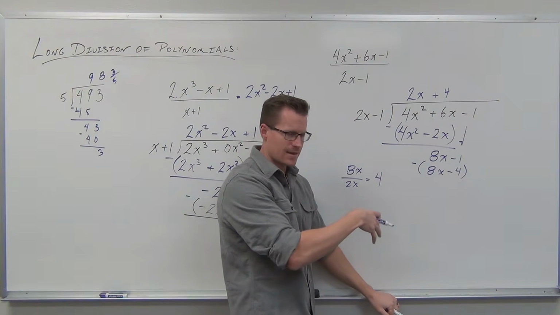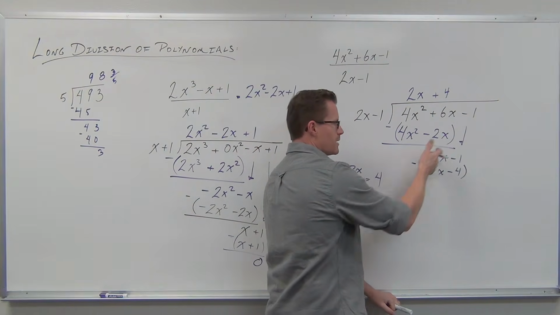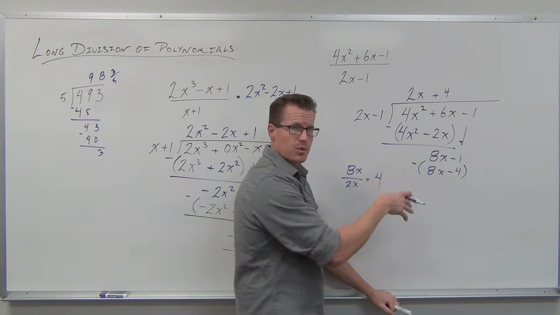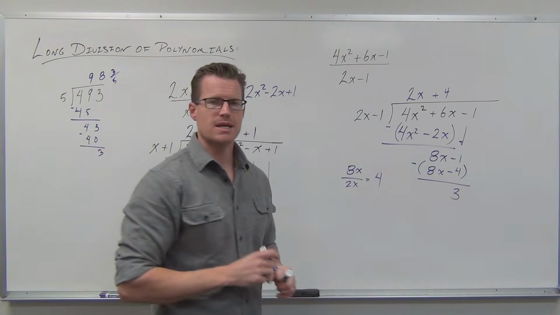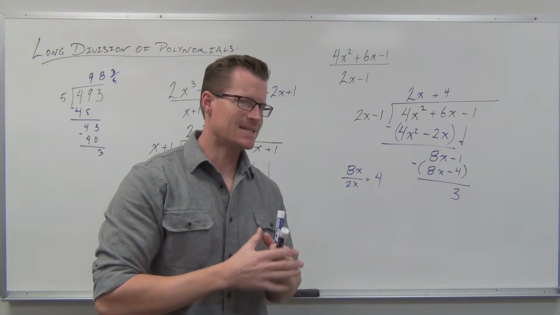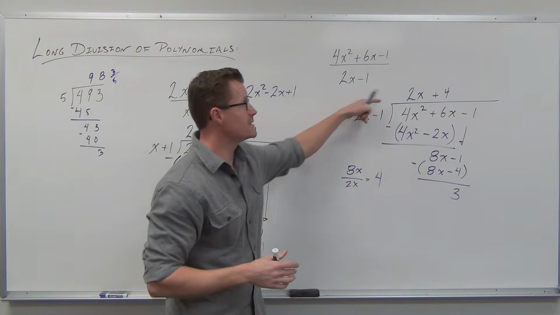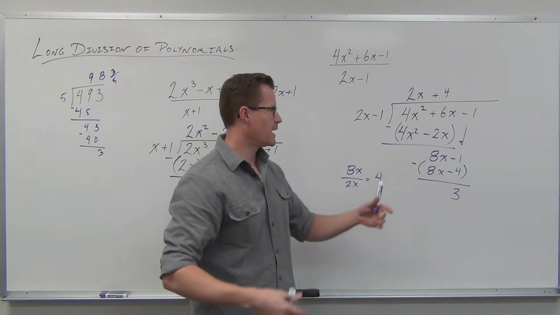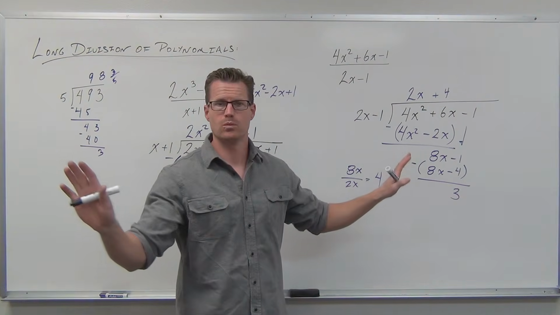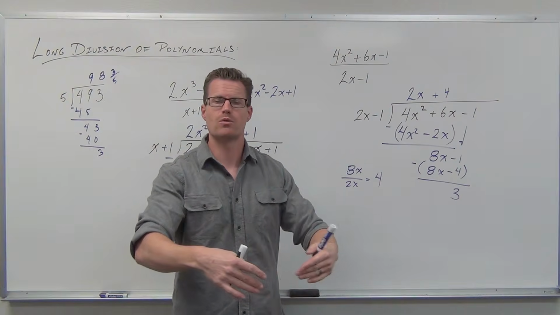8x minus 8x, yeah, that's 0. But negative 1 minus negative 4, that's negative 1 plus 4. It's going to give you 3. That 3 is your remainder. It says that that 2x minus 1 didn't divide it evenly. It's not a factor. So when you move forward, you go, hey, is this a factor of this? No, you got a remainder. You got a non-zero remainder.